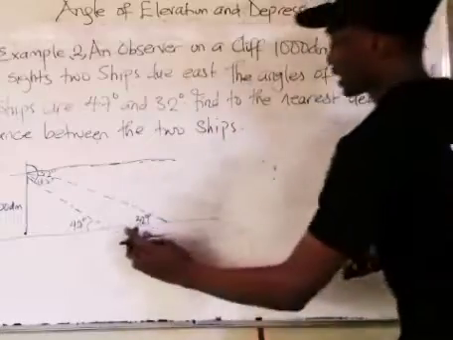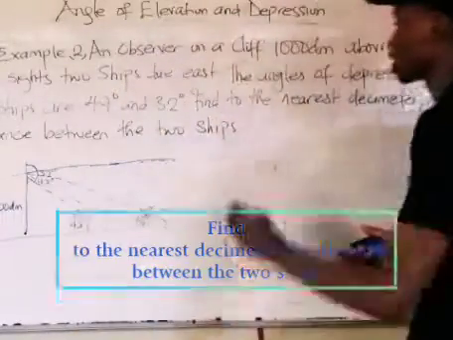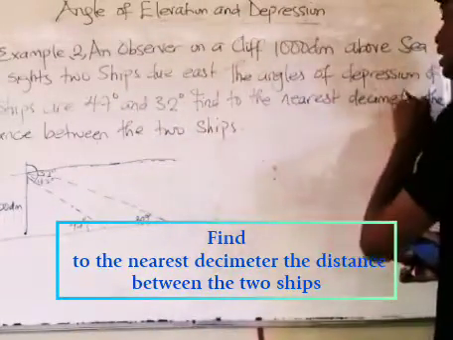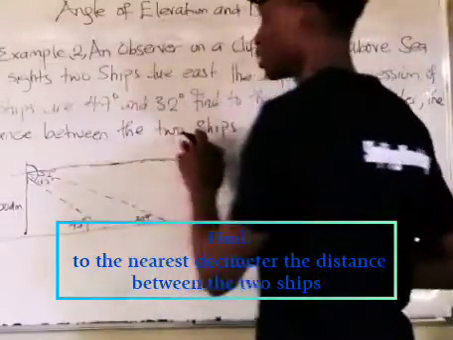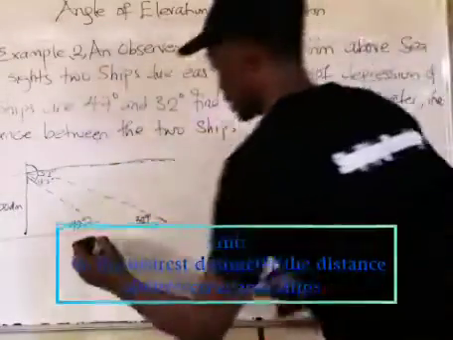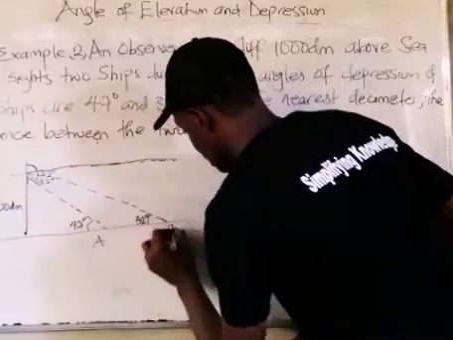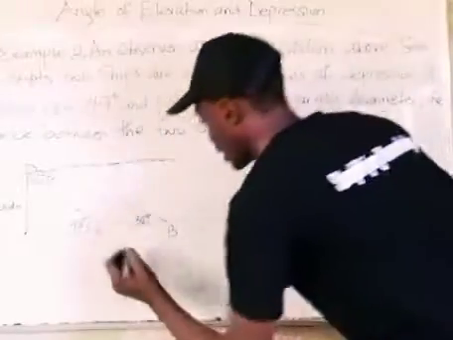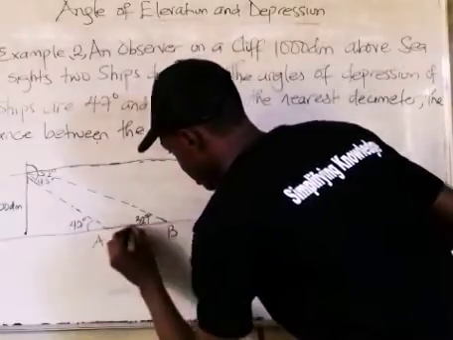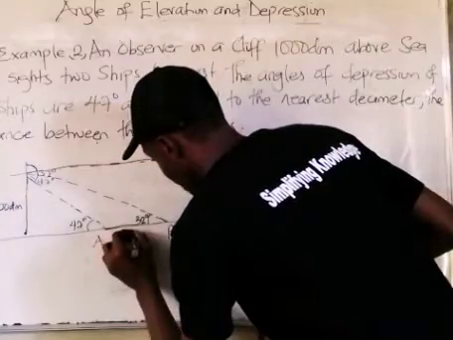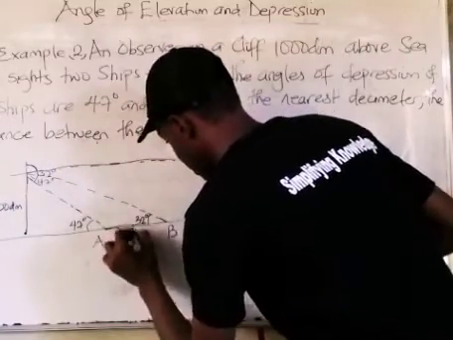So what are we asked in this question to do? The question says that we should find to the nearest decimeter the distance between the two ships. Let's call this ship A and let's call this ship B. We are asked to find the distance here between the two of them. Let's call it D.